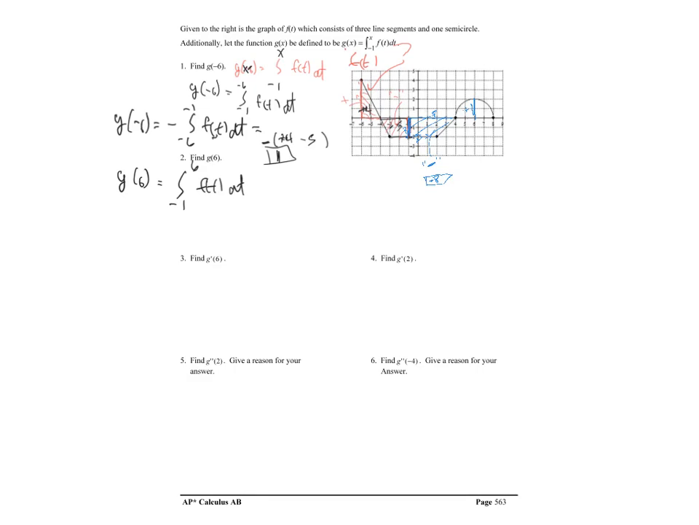Quarter circle. Radius is 2. That's how I know it's a quarter circle. That quarter circle will be pi r squared over 4. And that's 2 and 2, so it's pi. Positive pi. Negative 8 plus pi is negative 8 plus pi, or pi minus 8.